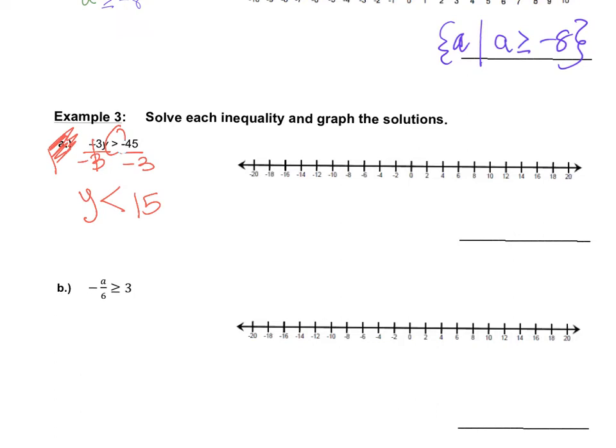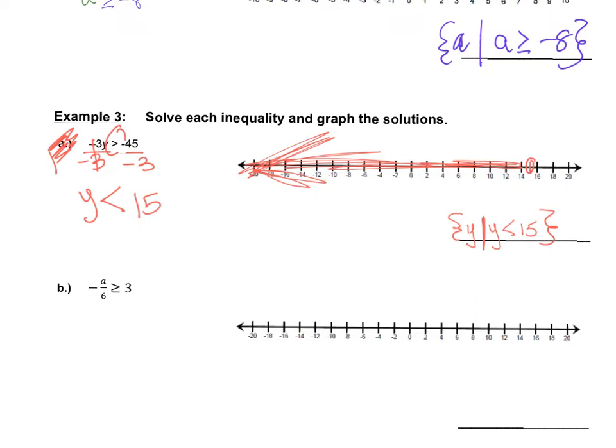So you go to your inequality graph. Y is less than 15. Well, 15 is right here between 14 and 16. It's an open circle because it's not or equal, and less than shades to the left. Set builder notation: all of the values of y such that y is less than 15. Close set builder. So you might want to make that darker so that it makes more sense. Okay.